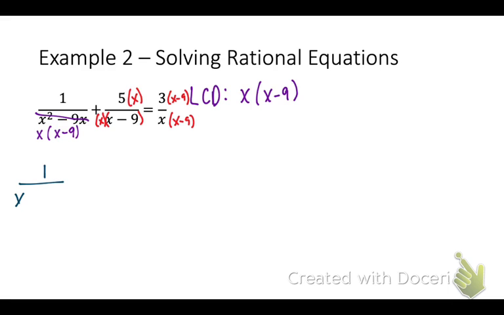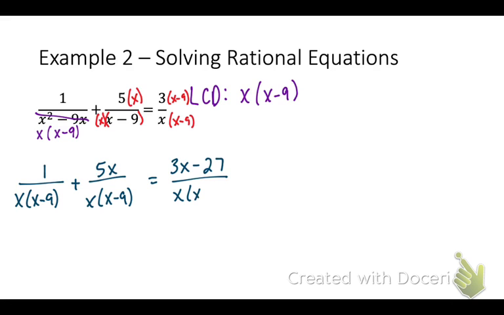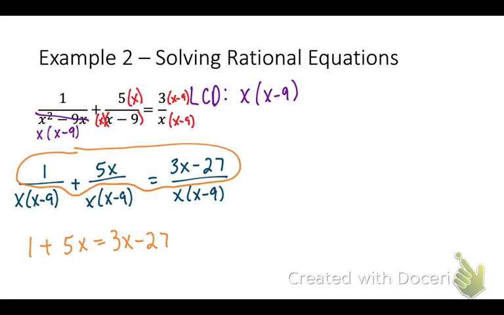So I'm just going to rewrite the first fraction. The second fraction, I'm going to multiply the top and the bottom by x. And the third one, multiplying the top and the bottom by x minus 9. Now that my denominators are all the same, I can just set the numerators equal. We get a linear equation because there's no squareds, so go ahead and pause your video and solve this equation on your own.